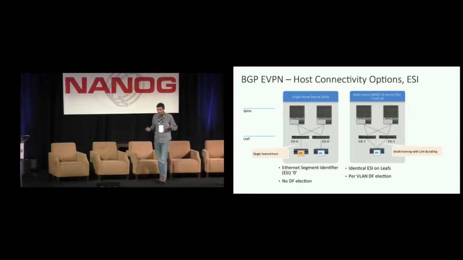This ESI construct is one of the key multi-homing constructs in EVPN that, as we'll see in some of the upcoming slides, enables a lot of the advanced multi-homing features that EVPN brings in, such as all-active load balancing, fast convergence on failures, and duplicate traffic avoidance.